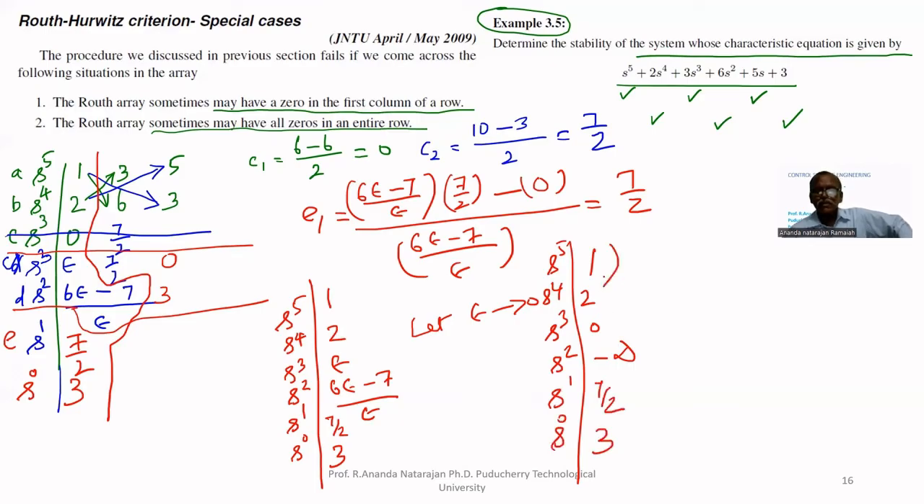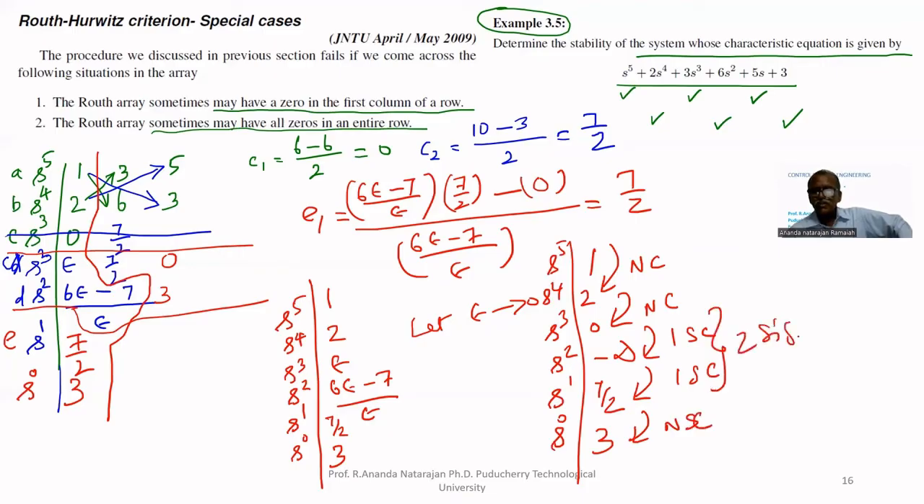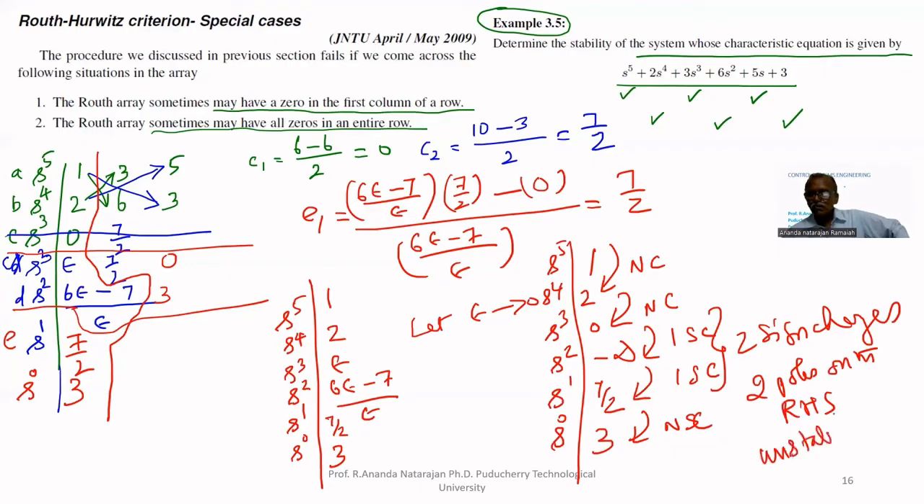How many sign changes? No sign change, no change. Here one sign change, here one sign change, here no sign change. Only two sign changes. Therefore, two poles on the right hand side, unstable. Two poles on the right hand side, hence unstable.